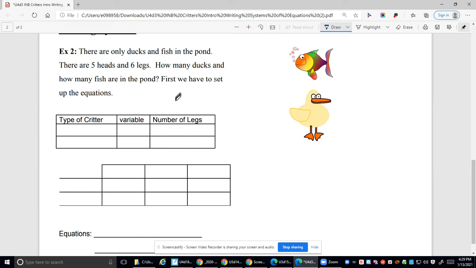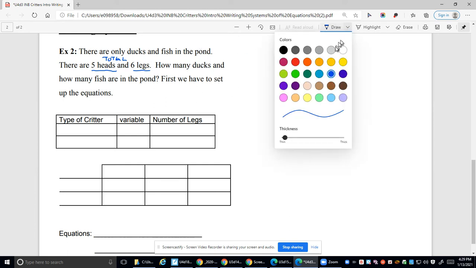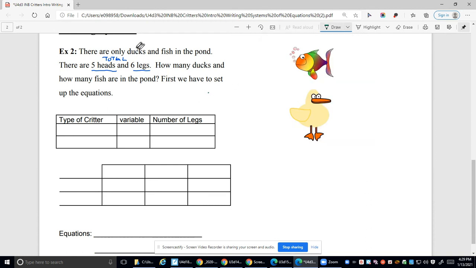We're talking about ducks and we're talking about fish. So there are only ducks and fish in a pond, and there are 5 heads and 6 legs all together. These are total amounts. Okay, how many ducks and how many fish are in the pond? Well, first we have to set up the equations, right? So let's talk about the 2 types of animals that we have. And again, we have little pictures here, but it even says it, ducks and fish. So I'm going to write down ducks and fish. And I'm going to put D for ducks and F for fish.